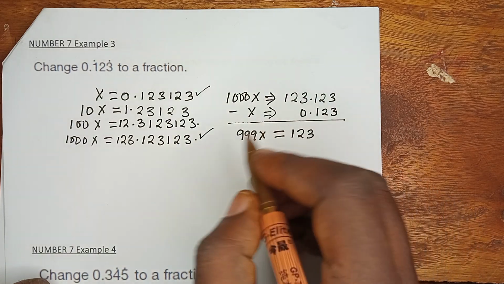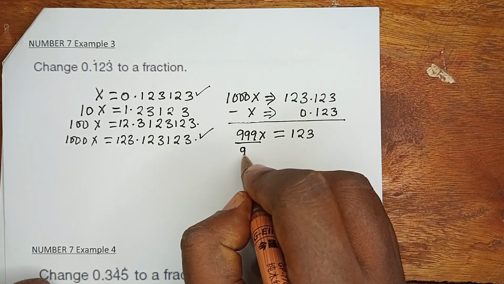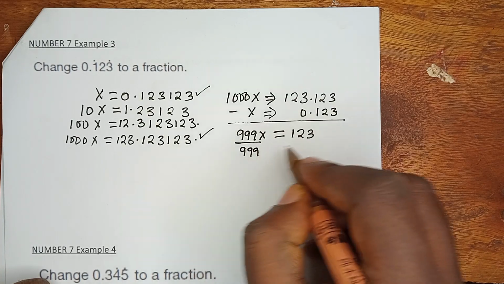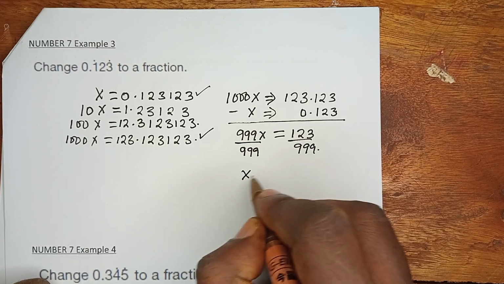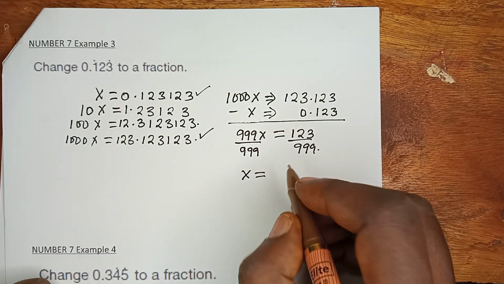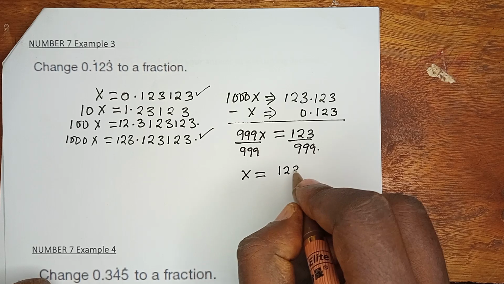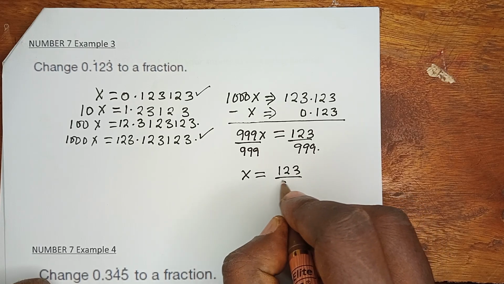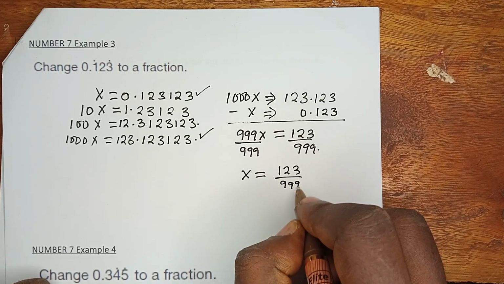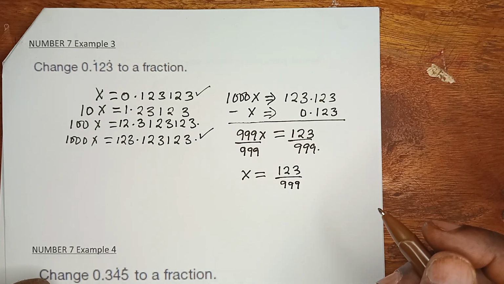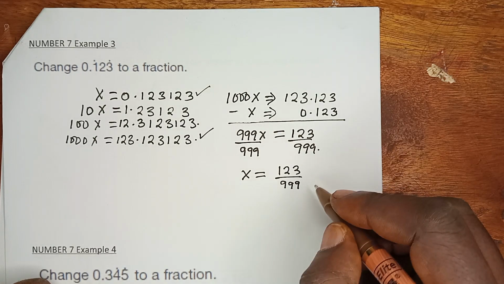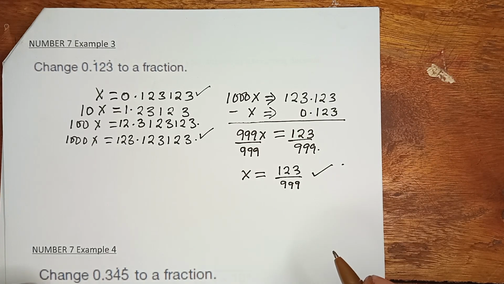To get x, we divide both sides by 999, and our x in fraction form is 123 all over 999. If we can simplify further, it's all right, but that is it. There we are.